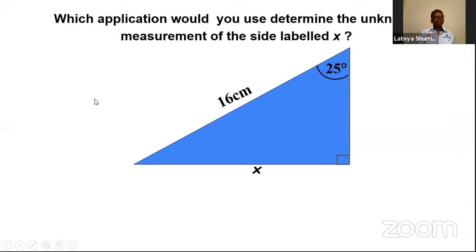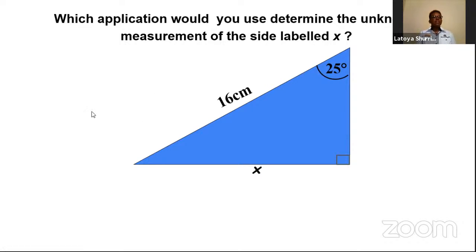Ryan, sorry, is actually saying, and Shane too, is saying sine. So why are you saying sine, Rayan and Shane? What caused you to choose sine? And I'm seeing Shane saying it's opposite divided by hypotenuse. What does that mean, Rayan? Opposite and hypotenuse, what does that mean?